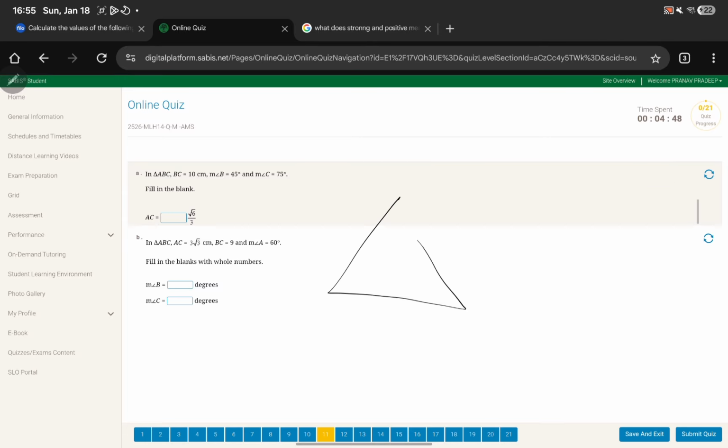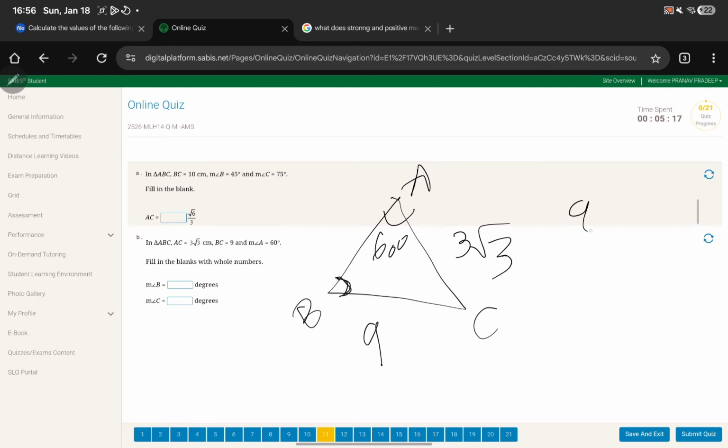Here, another question, Part B. Triangle ABC. AC is 3 radical 3 centimeters and BC is 9 and the measure of angle A is 60. Now what they're asking is for the measure of B. You're finding this, right? So you do 9 over sine 60.